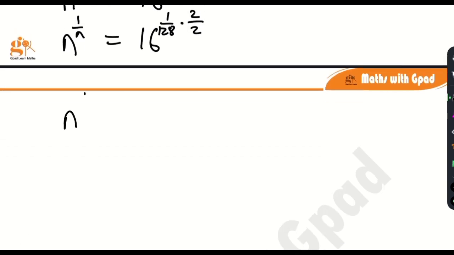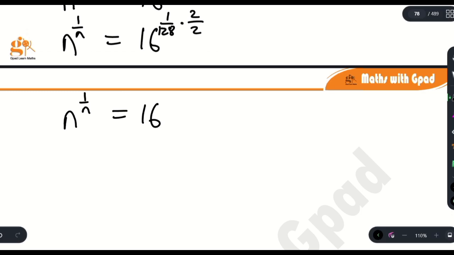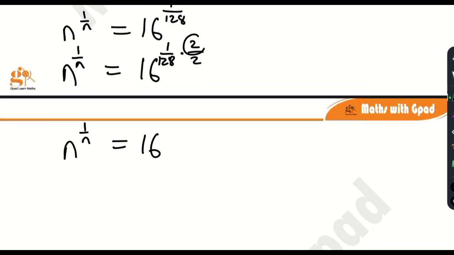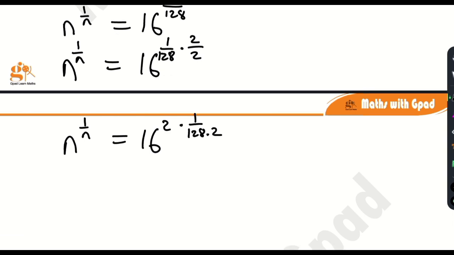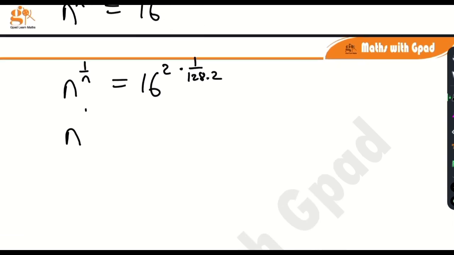I have n raised to the power 1 over n is equal to 16. Now, let me come back here. This 2 will be applied to the 16, while this 2 will be used to multiply the root here, 128, just like I did before. So I'm going to have 16 raised to the power 2, then times 1 over 128 times 2. Very good. So n raised to the power 1 over n is equal to, what is 16 raised to the power of 2? Let's quickly do that here.